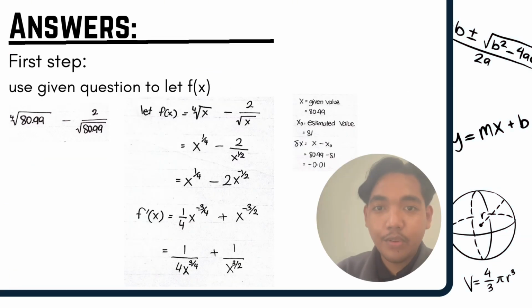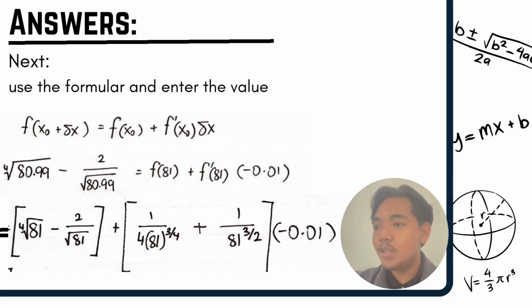Okay, for the next question, we need to use the linear approximation to estimate the value to 3 decimal places. For the first step, use the given equation to let it be f of x. We let 80.99 be equal to x. Then we do the f prime of x differentiation, and after that we determine that x is the given value 80.99 and x0 is the estimated value 81, because 80.99 is closer to 81 than 79. Then delta x is x minus x0. That will be 80.99 minus 81. So the answer will be negative 0.01.